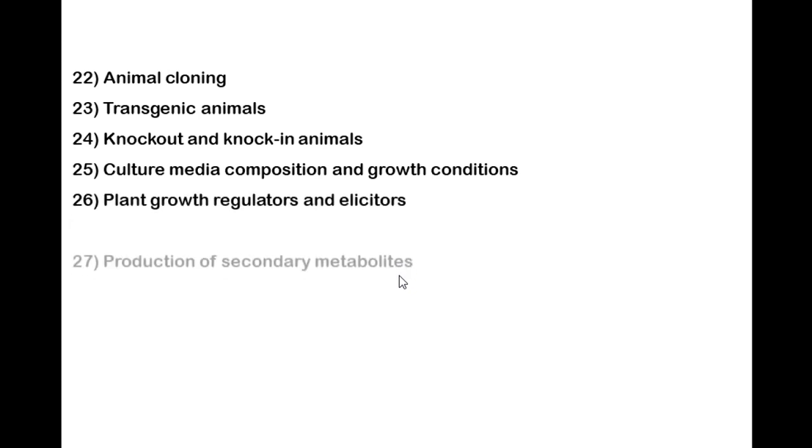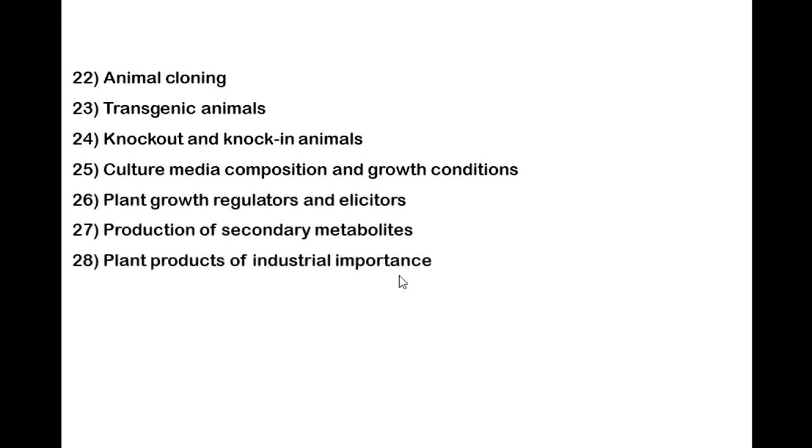Next is culture media composition and growth conditions. This is with regard to animal cell culture. While studying transgenic animals, you also need to know the methods of gene transfer in animals. Next is plant growth regulators and production of secondary metabolites, and their applications, like the list of secondary metabolites and their medicinal properties.